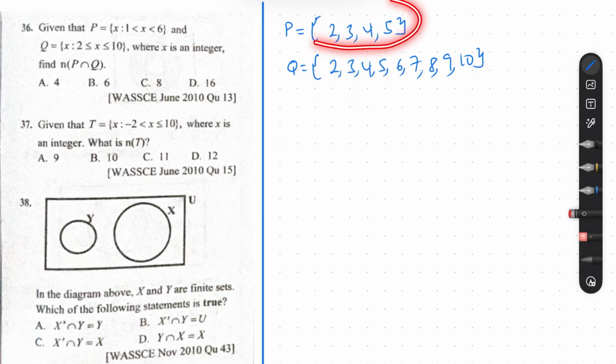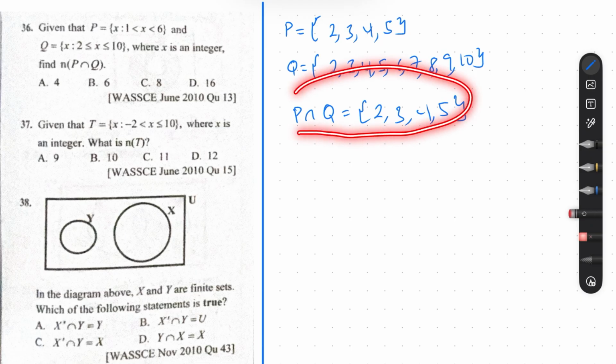So that will be our set. P intersection Q means all the elements that are in P and Q together, that are common to P and Q. That is 2, 3, 4, 5. So now this is our P intersection Q.